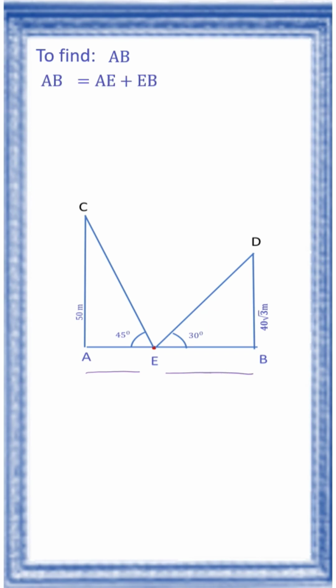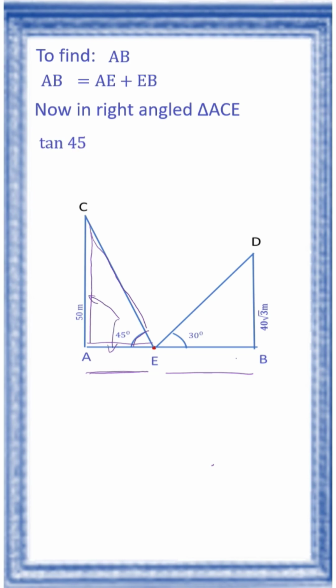How can we calculate AE? Here AE belongs to the right angle triangle. Which right angle triangle? AEC, isn't it? So now in right angle triangle ACE, we have to use the tan ratio because this is the opposite side and this one is the adjacent side. Tan 45 is equal to AC by AE, opposite by adjacent. Here AC is given, the opposite side, 50 meter. Tan 45 is equal to 1, that is equal to 50 by AE. Now cross multiply. So AE is equal to 50 meter.